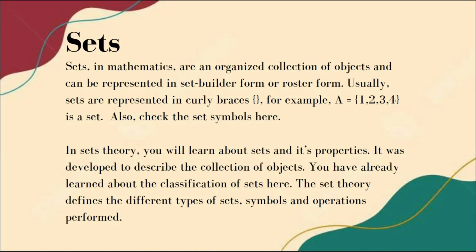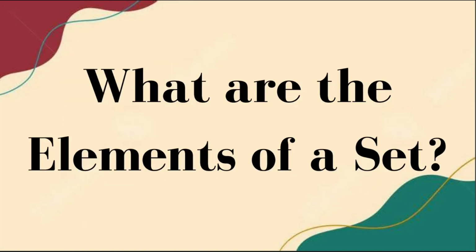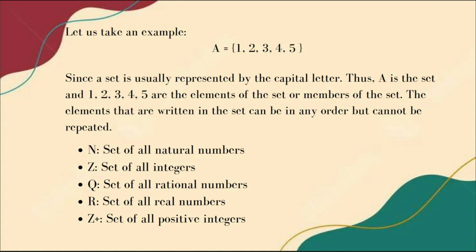A set is a mathematical, unordered collection of objects. Sets are usually represented by curly braces. For example, A equals {1, 2, 3, 4}. What are the elements of sets? Sets are usually represented by capital letters like A, B, C, and so on.